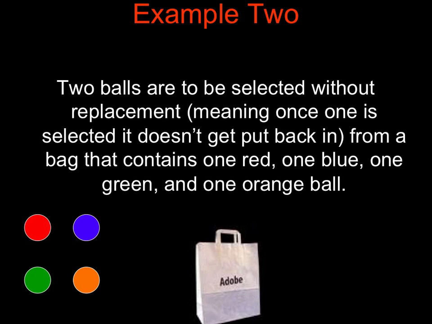So it says 2 balls are to be selected without replacement, meaning once one is selected, it doesn't get put back in, from a bag that contains 1 red, 1 blue, 1 green, and 1 orange ball. So this idea of replacement is going to be important whether it's a dependent event or not. So this one is without replacement. Okay, so we're going to put our balls in the bag.